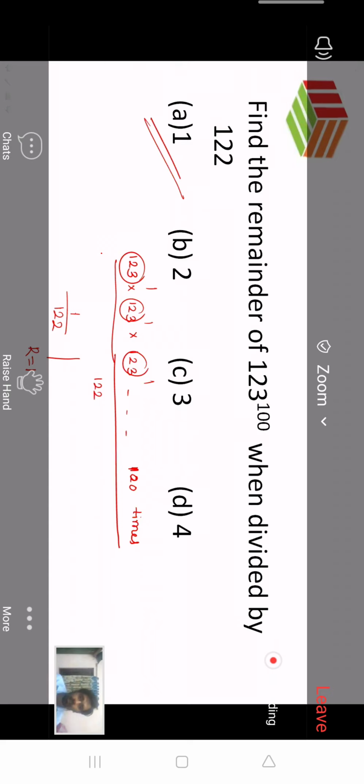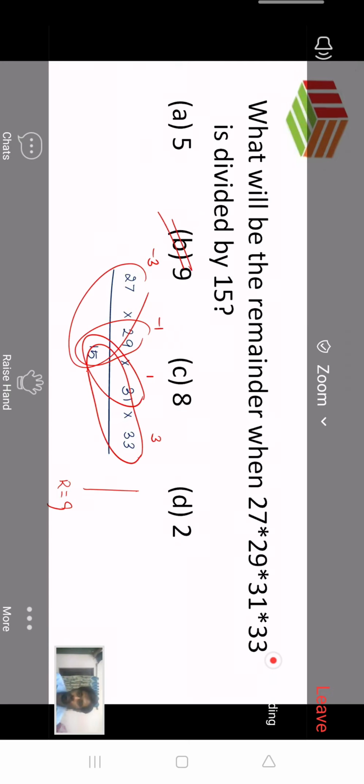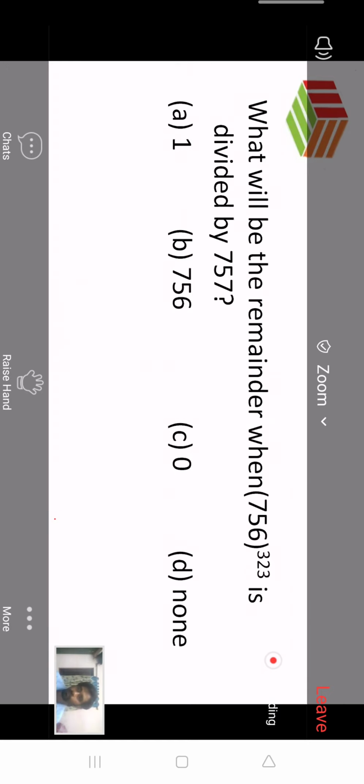The previous question was similar. 31 by 15, remainder is 1. 33 by 15, remainder is 3. 29 means 15 to the 30; 29 is 1 less, so minus 1, minus 3. That's why minus into minus is plus. 3 into minus 1 into minus 3 is going to be 3 into 3, 9. That's why we took the answer as 9. What is the next question available on the screen?